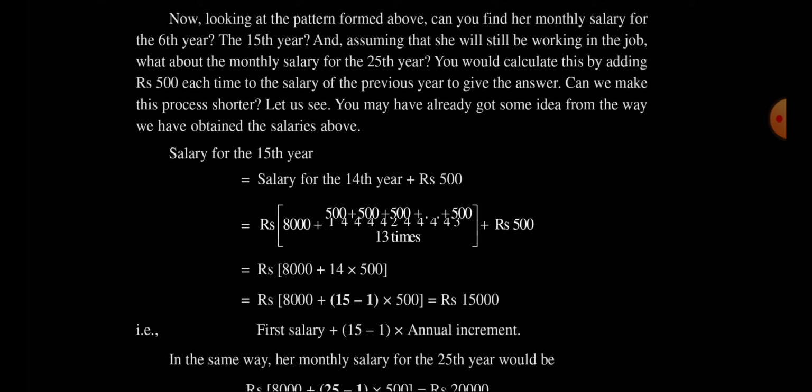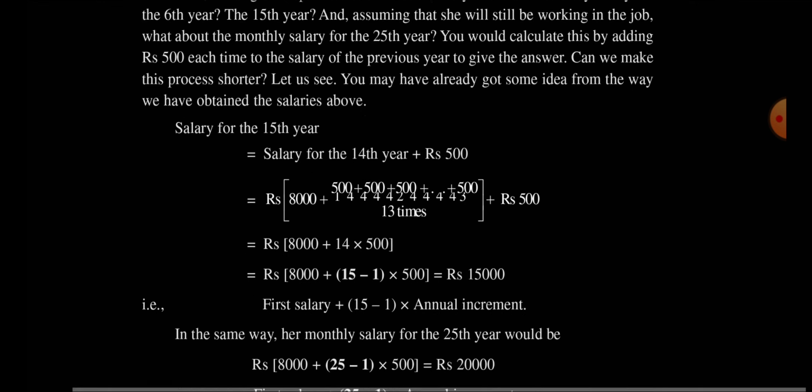Salary for the 15th year is equal to salary of the 14th year plus Rs 500, which is equal to Rs [8,000 plus 500 plus 500 plus 500 and so on up to 500] plus Rs 500, which is equal to 8,000 plus 14 into 500, which is equal to 8,000 plus (15 minus 1) into 500, which is equal to Rs 15,000. That is, first salary plus (15 minus 1) into annual increment.